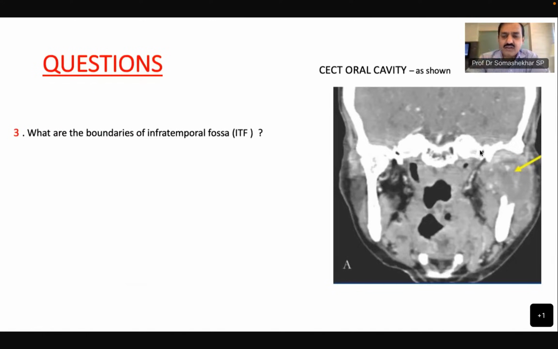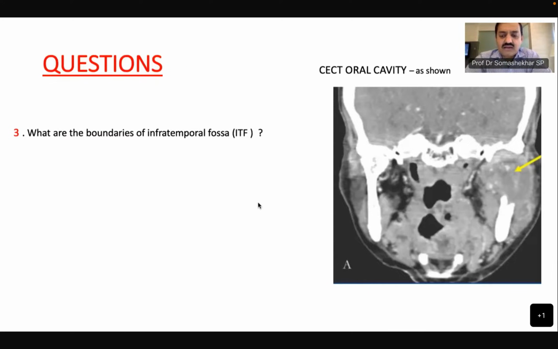Next, look at this CT scan. On the left side, you can see that there is a big lesion where I put an arrow. What are the boundaries of the infratemporal fossa? Remember, in head and neck cancer, the workhorse investigation is contrast enhanced CT scan.